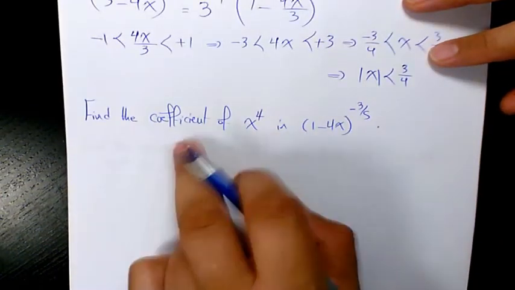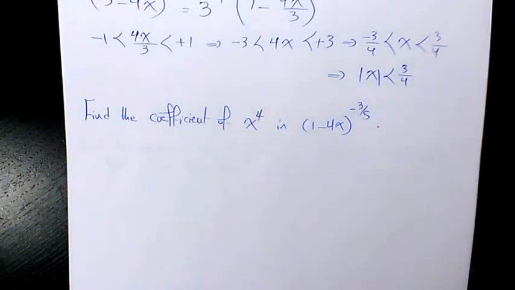Next one, find the coefficient of x to the power of 4 in 1 minus 4x to the power of negative 3 over 5.